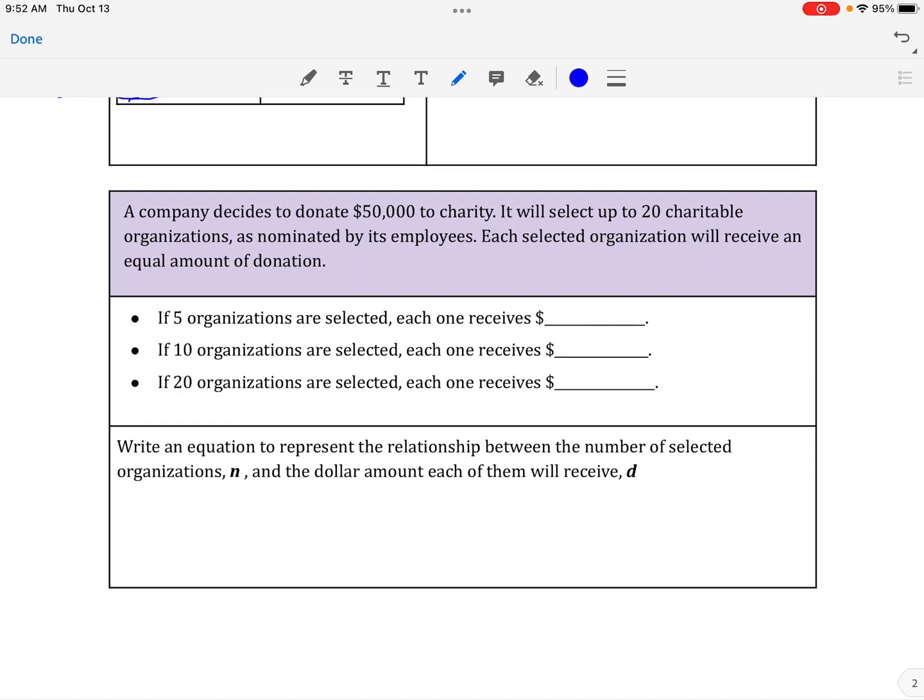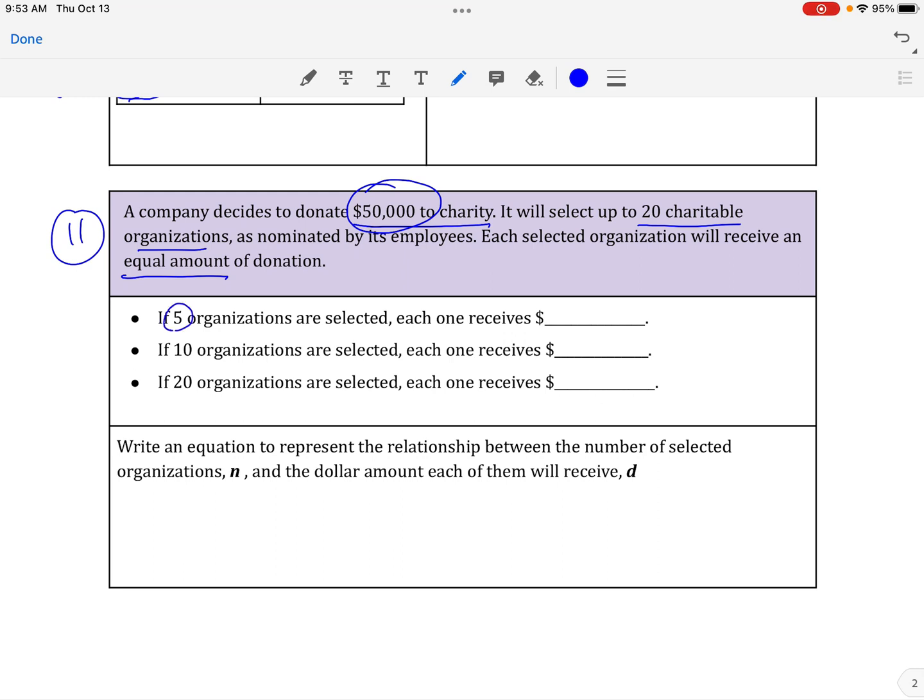Okay, lastly, pause, try it on your own. A company decides to donate $50,000 to charity. It will select up to 20 charitable organizations as nominated by its employees. Each selected organization will receive an equal amount of the donation. Okay, so let's try this. We're always donating $50,000 and they have to get divided up by the number of organizations.